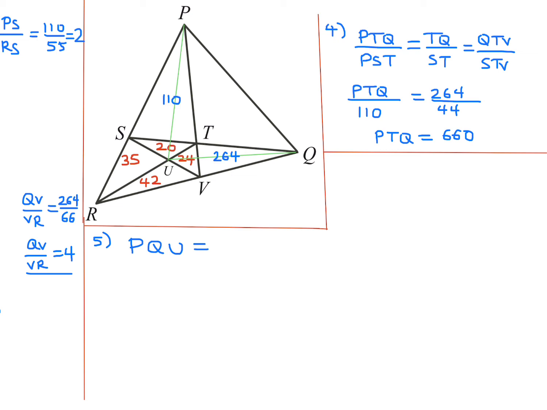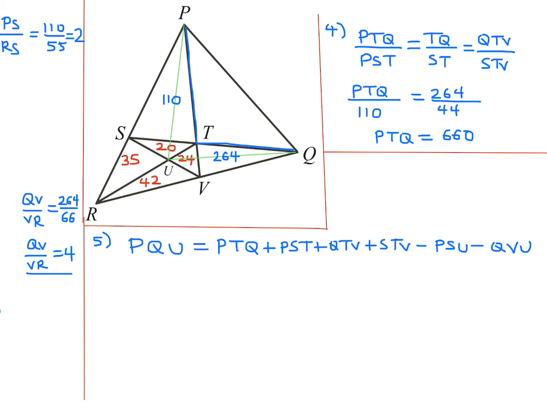So those green lines represent PU and UQ. Now PQU, how do we figure that out? Well, you have to look at it from the perspective that it's going to be PTQ plus PST plus QTV plus STV, and then you have to subtract from that PSU and QVU. So let's just draw it out.